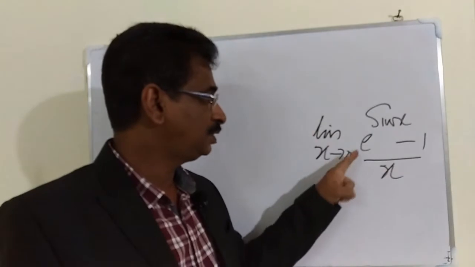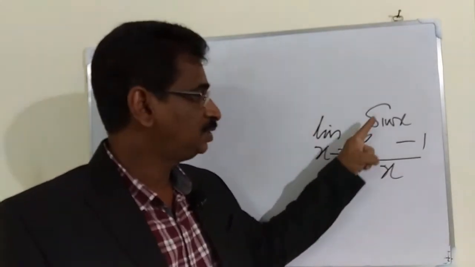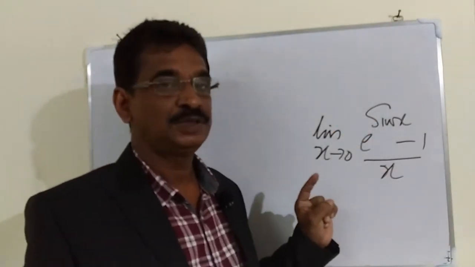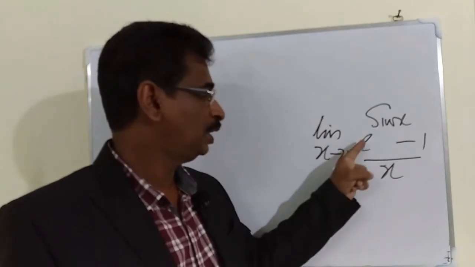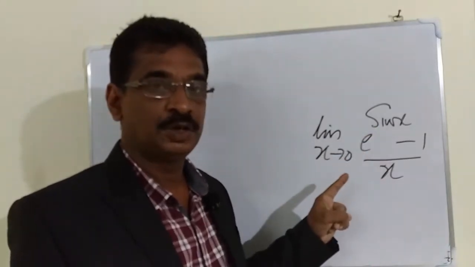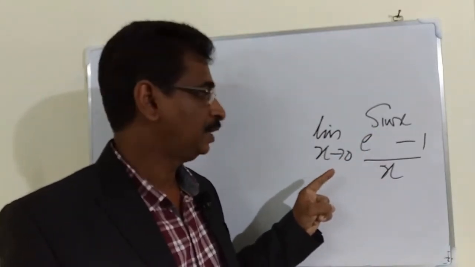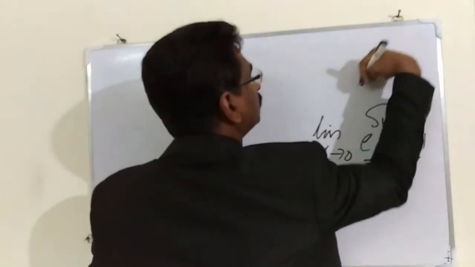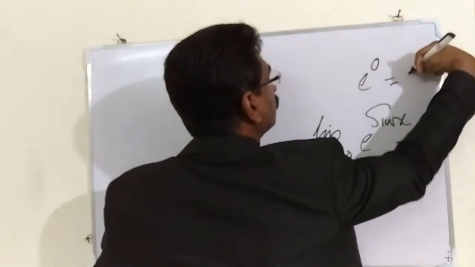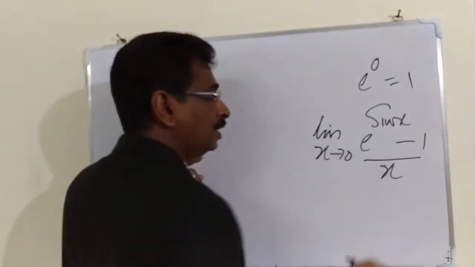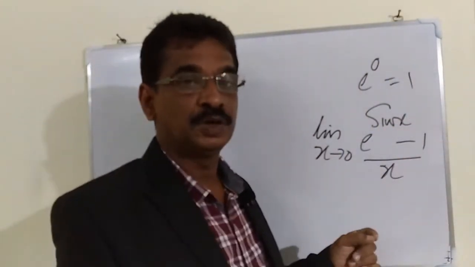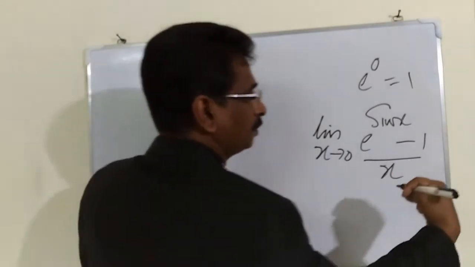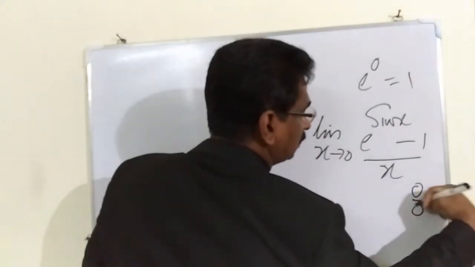When we put x equal to 0 here, we get e raised to sin 0. You know, sin 0 is 0. So, e raised to 0. What is e raised to 0? e raised to 0 is 1. Always, e raised to 0 is 1. So, we get 1 minus 1, which is 0, so 0 by 0. That is an indeterminate form.